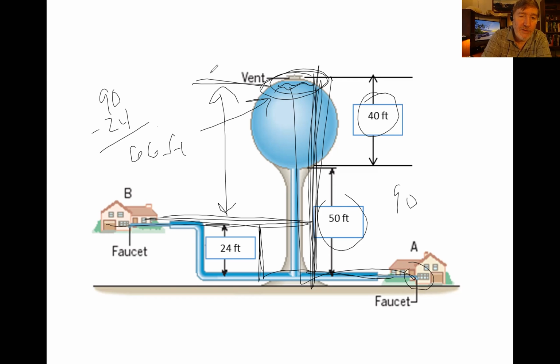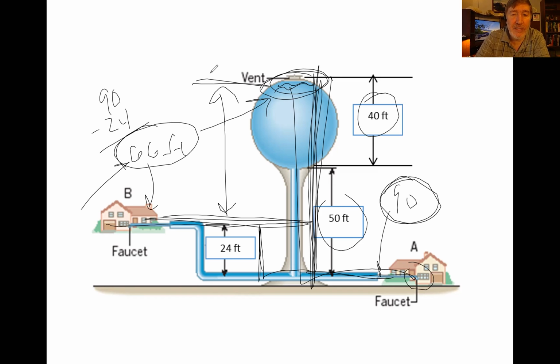And so when we do the calculations that we're going to do in just a few minutes, 66 is the number that we're going to put into the calculations to find out what the pressure is for house B, whereas 90 is the number that we're going to put into the calculations to find out what the pressure is for house A. And then also we're going to learn about how to calculate how much water comes out depending on how big the hole is in your faucet.